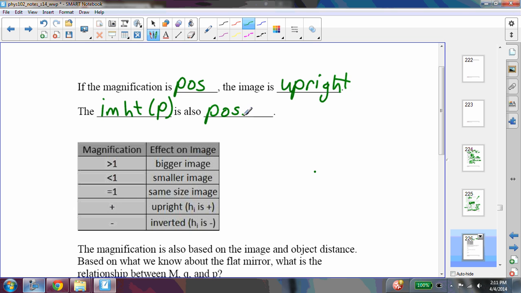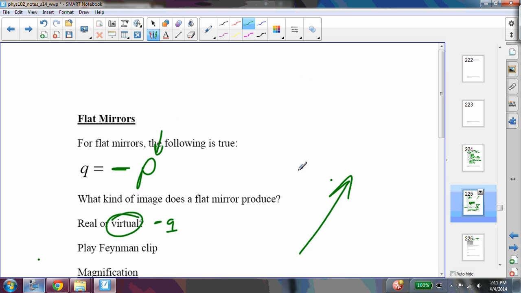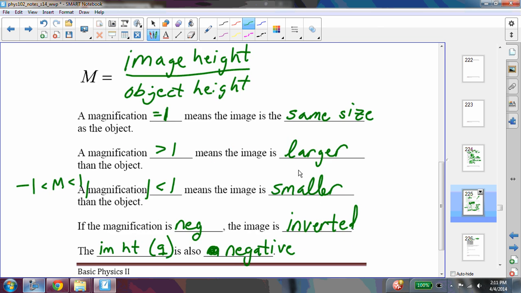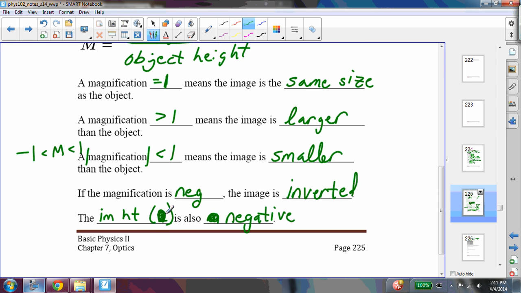I'm sorry, I did something wrong here. Let me fix this. The image height is not P. That would be the image distance. The image height is HI. And on the previous one, I had another mistake. So if you'll fix this, the image height is not Q, it's HI.